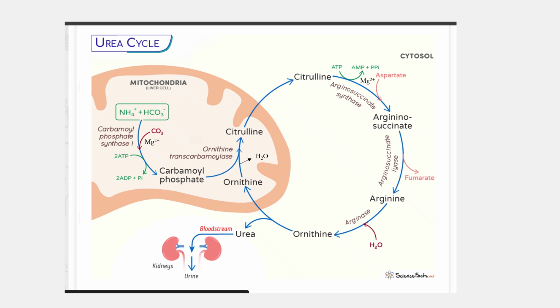And finally, in the last step, ornithine produces urea, and a part of it moves back into the mitochondria to repeat the cycle. Now this urea is taken by the blood to the kidneys, where it gets filtered and released from the body as urine. So this is the urea cycle.